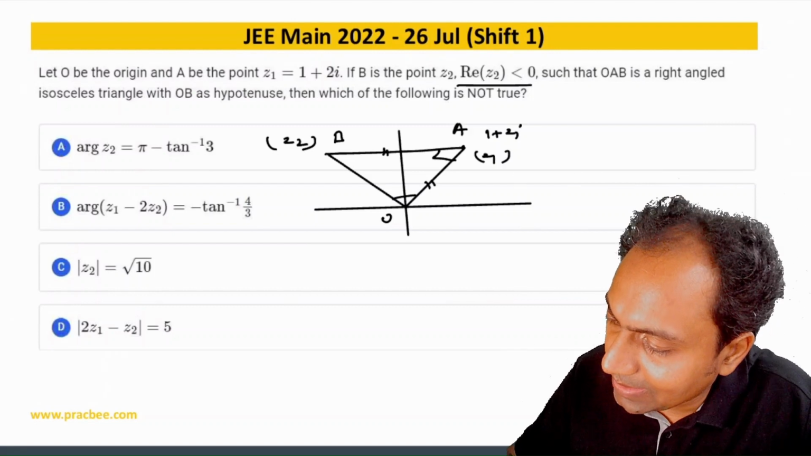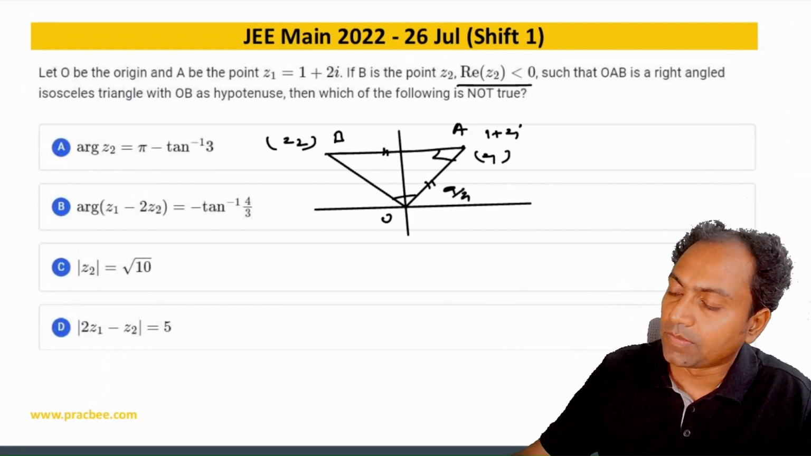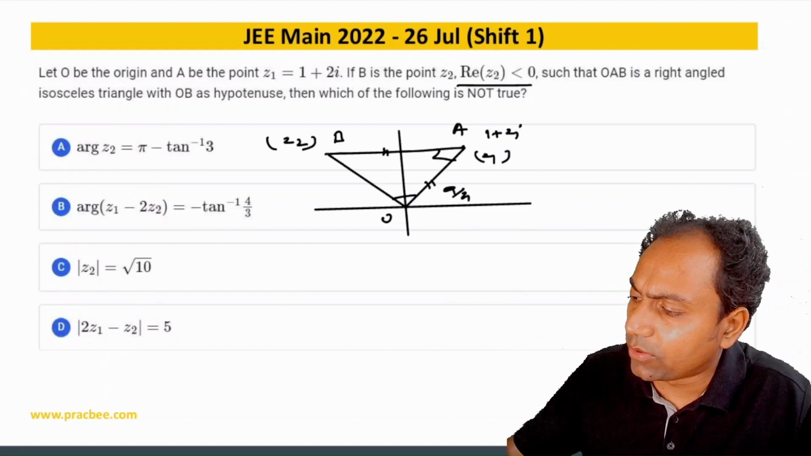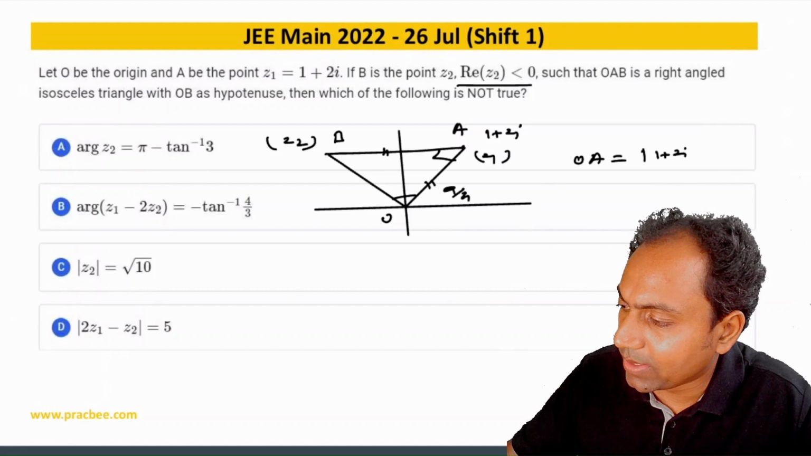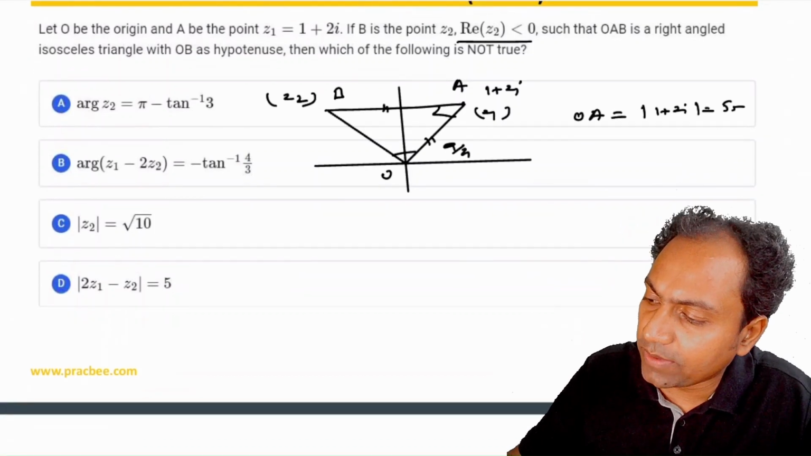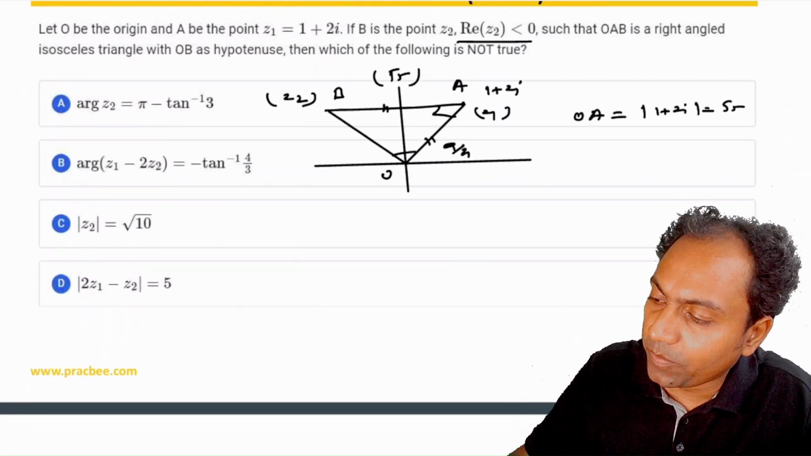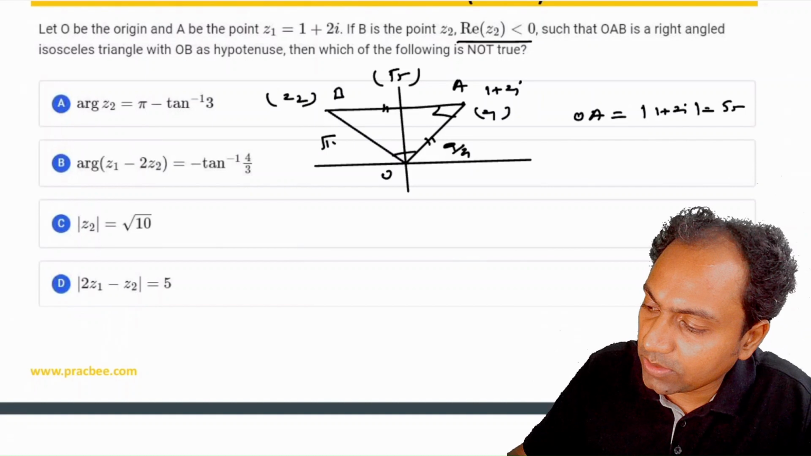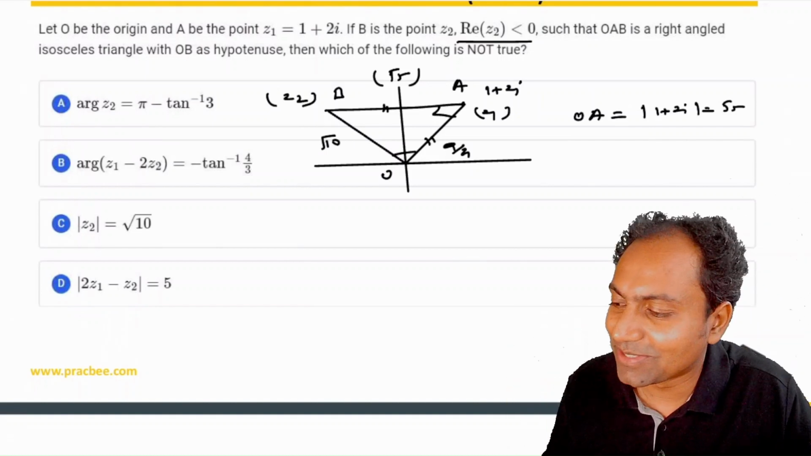That would mean this angle BOA will be nothing but pi by 4. And also we know the value of OA. OA is nothing but mod of 1 plus 2i, that comes out to be root 5. You can observe here, if OA is root 5, AB will also become root 5. And since OB is nothing but hypotenuse, it will become root 10. Pythagoras theorem: a square plus b square is equal to c square.